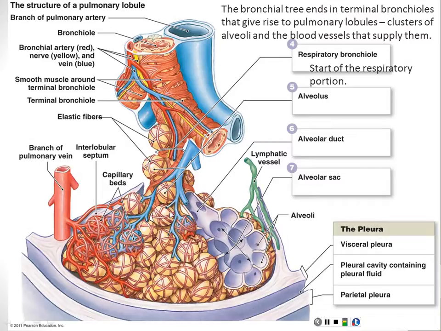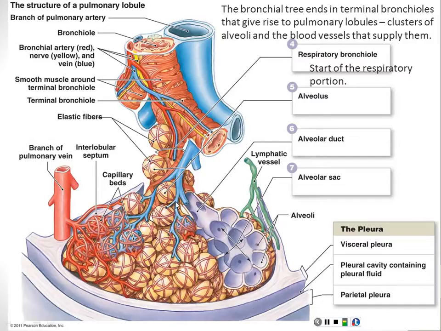Now, the oxygenated blood is going to go out another way. So instead of the oxygenated blood going along with the pulmonary artery, it takes a different path out of the lungs. So it goes out through branches of the pulmonary vein and eventually back to the heart.